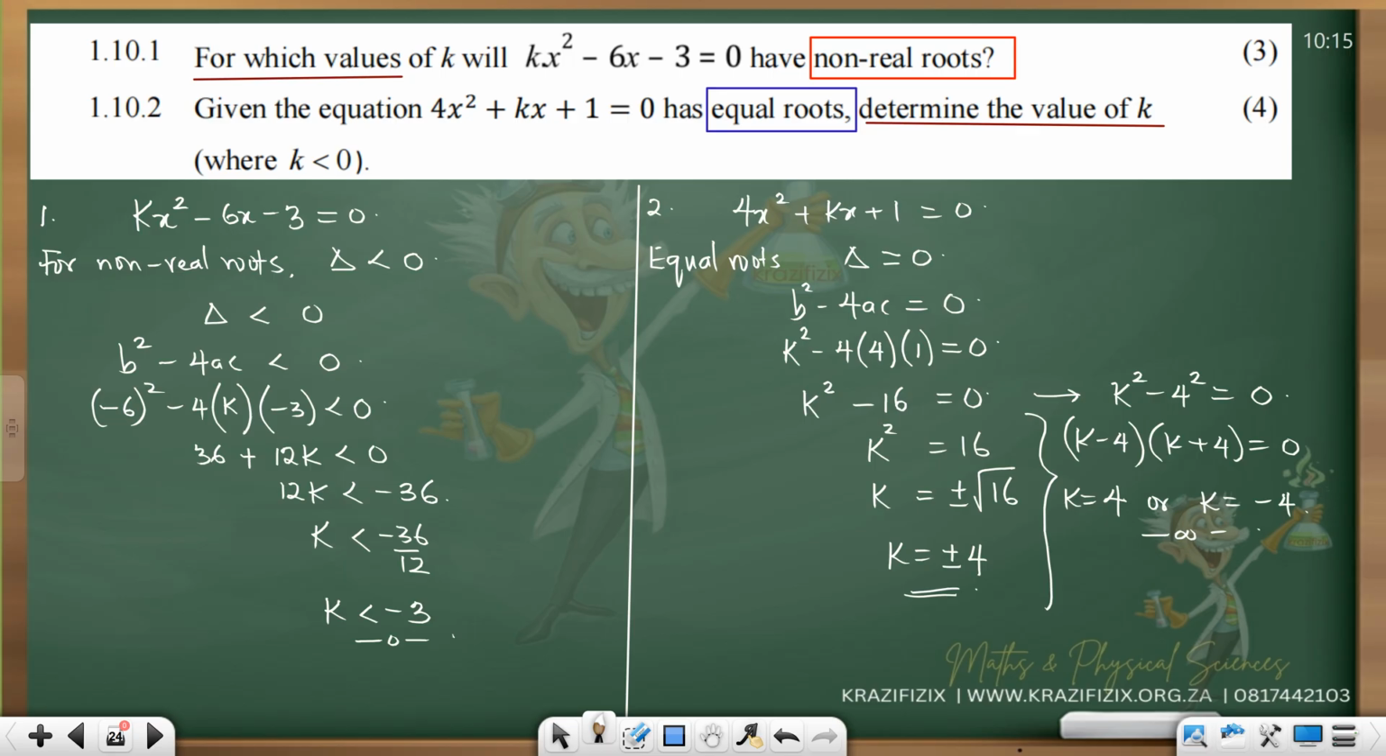They said where k is less than 0, now we have to conclude: therefore k equals negative 4 because of the condition. That condition where k is less than 0 means k has to be negative 4. Are we okay with the first 2? So it's a matter of putting the notes at the back of your mind and going through.